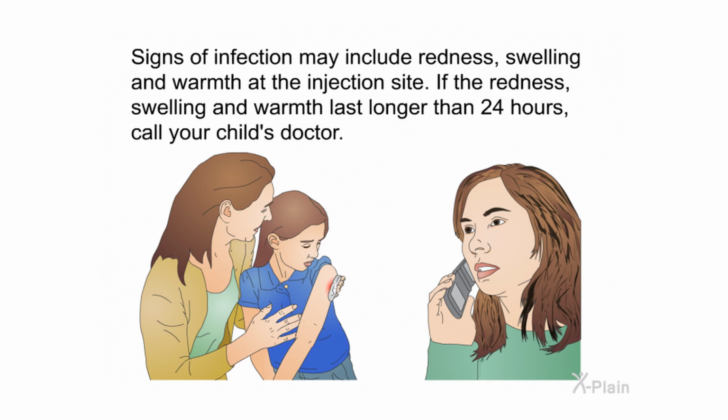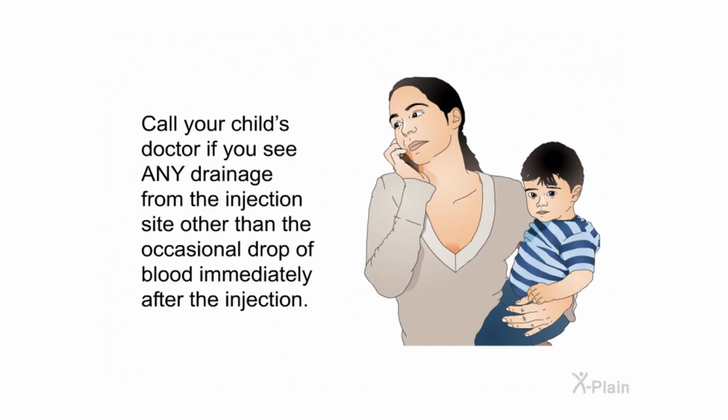Signs of infection may include redness, swelling, and warmth at the injection site. If the redness, swelling, and warmth last longer than 24 hours, call your child's doctor. Call your child's doctor if you see any drainage from the injection site other than the occasional drop of blood immediately after the injection.